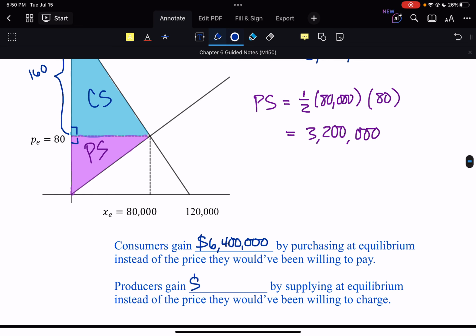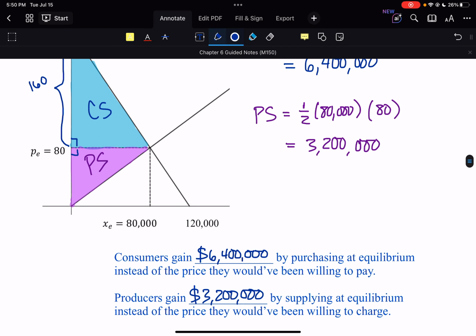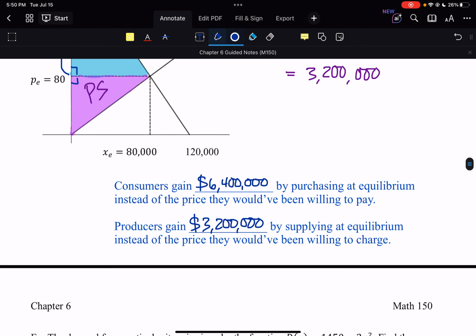Producers gain $3,200,000 by supplying at equilibrium instead of the price they would have been willing to charge. So getting to charge at equilibrium price gained them some extra money. Collectively, they gained $3.2 million. Now, like I mentioned, this problem is nice because it deals in straight lines. A lot of times we're not going to be working with straight lines, so we need to take that into account.